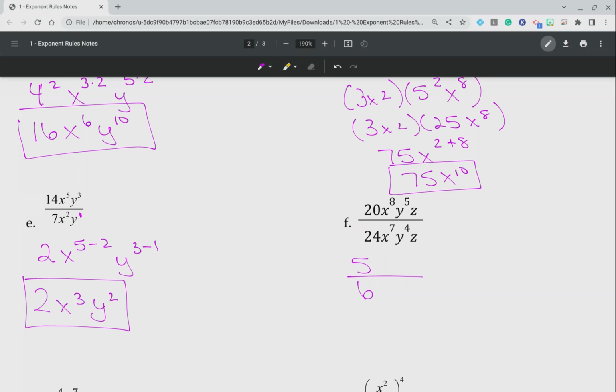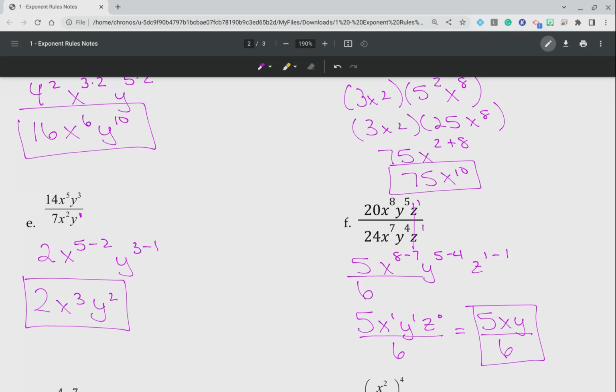All right. Now let's look at our exponents here. This is going to be x to the 8 minus 7, y to the 5 minus 4, and then we have z to the 1 minus 1. All right, so we're going to have 5x to the 1st power, y to the 1st power, z to the 0 power over 6. All right, so really we can think of those z's as canceling out. So this is going to be 5xy over 6 would be my final answer for that one.